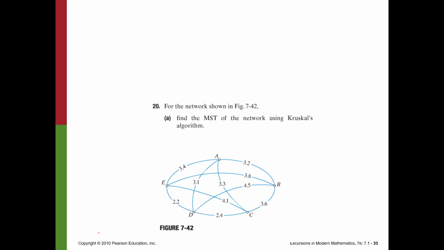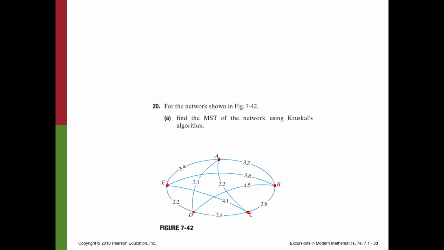Okay, so let me go over this. So again, the first thing you should do is figure out how many vertices you have. 1, 2, I'm missing a C here. Oh no, C is over here. 3, 4, 5. So you have 5 vertices. So then you know that you are looking for 4 edges, right? One less than the number of vertices. So 4 edges is all you're looking for.